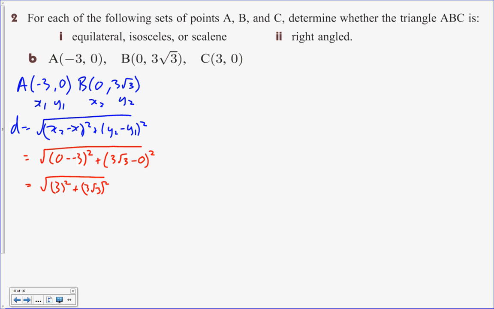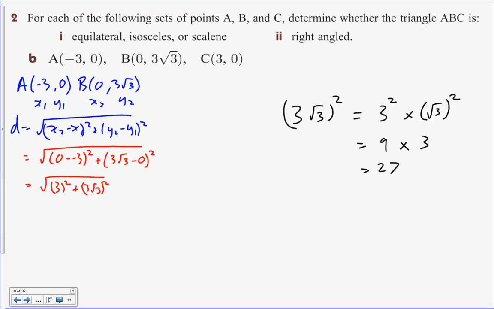Just as an aside, so 3 root 3 squared. So working out the long way, that's same as saying 3 squared times by root 3 squared. That's going to be 9 times by, now square root 3 times square root 3. When we do square root times square root, it just becomes a number underneath, so it's going to be 27. Otherwise, use calculator.